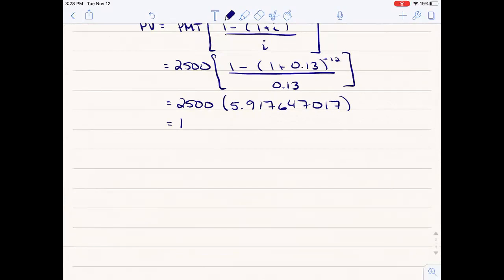And then our answer should be 14,794.11754, which, if we're rounding to money, we need 2 decimal places, 14,794.12, pennies.